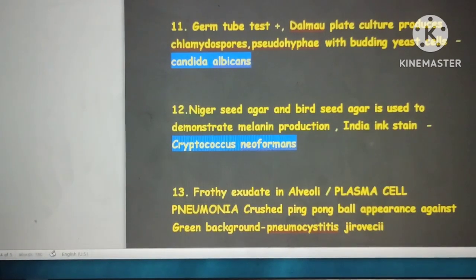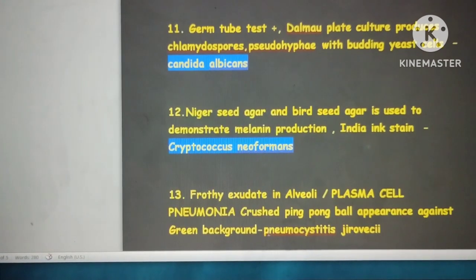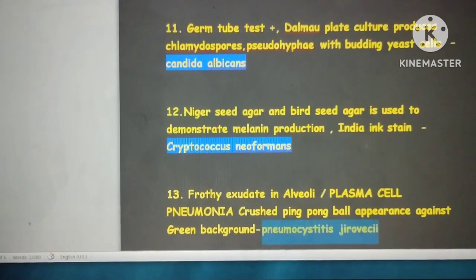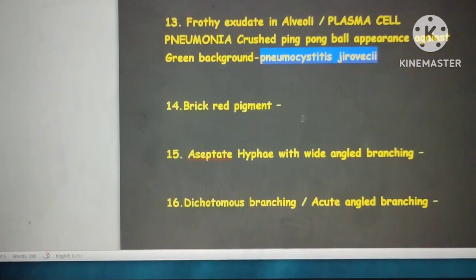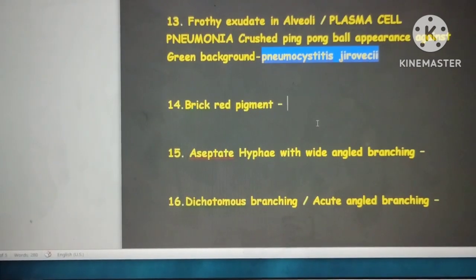They will be giving this point. If you go through the recent question paper, they have given exactly this term.